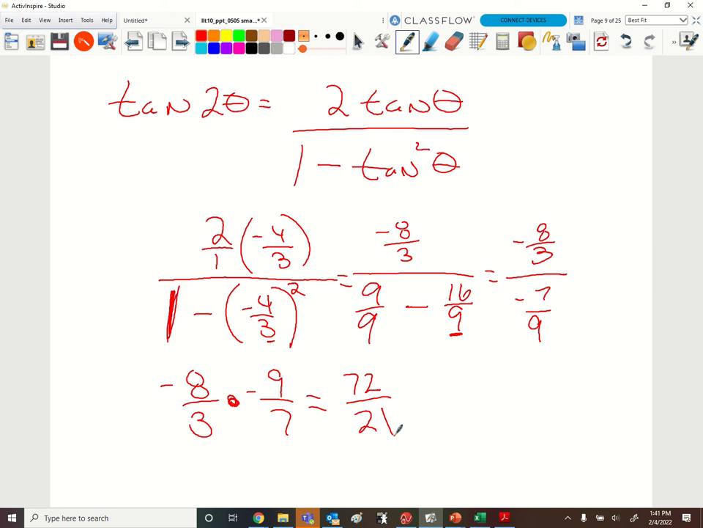Can I reduce that? Okay, what does it reduce to? 24 over 7. It reduces by a factor of 3. So we get a positive 24 over 7 for my answer for my tangent of 2 theta.